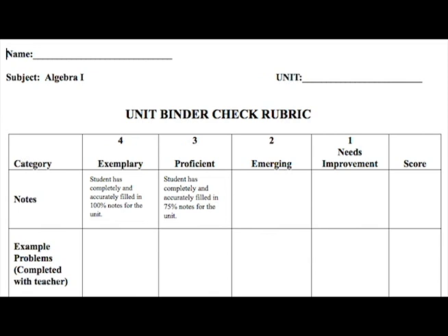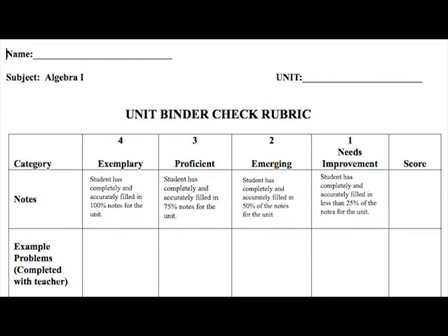From there, we're going to reduce again to get our emerging level. So I'm going to say student has completed and accurately filled in 50% of the notes for the unit. And finally, in my needs improvement level, I'm going to say student has completely and accurately filled in less than 25% of the notes for the unit.